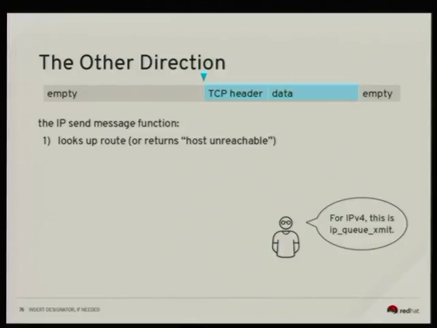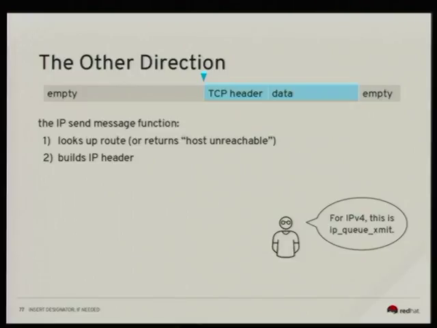And the function does the following things. First, it looks up route, because it needs to know which interface it should use to send the packet out. You can have more networking cards. So this is the route table, which says what's happening. As the input to the route lookup function, it again uses the data from the socket. If the route is not found, it returns host unreachable and back to the application as an error code.